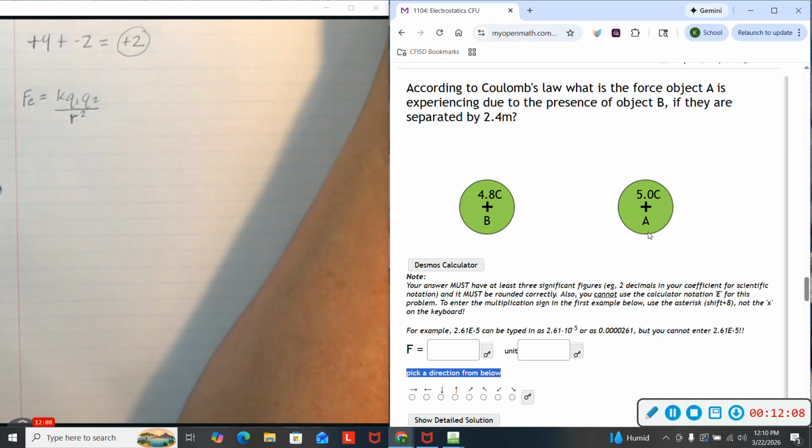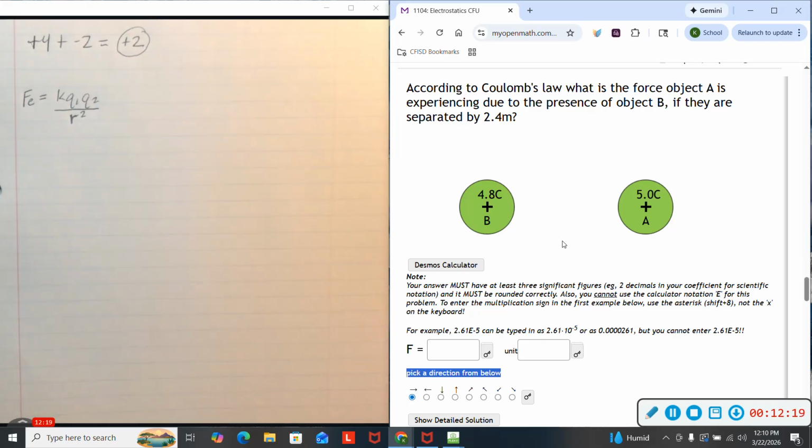So object A is this object here. The force it experiences would therefore, since they're repelling, push it away from B, which means it should push it to the right. So that's the direction. Now we just have to do the math to figure out the magnitude.